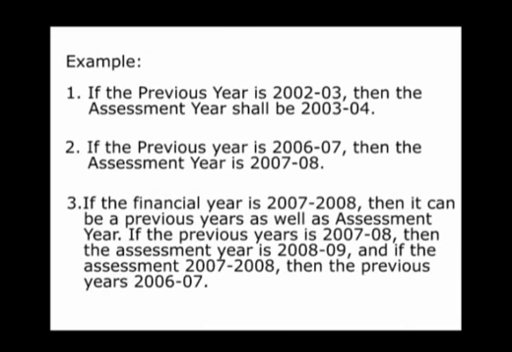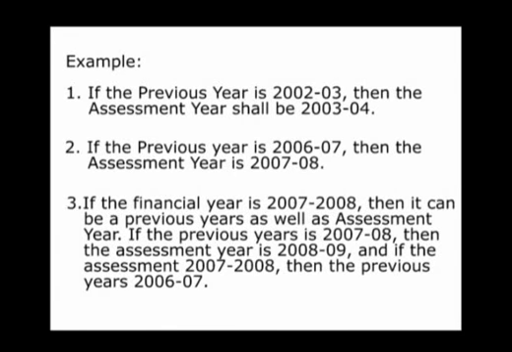Third example: if the financial year is 2007-2008, please note, here I am using the word financial year. I am not using the word assessment year or previous year. Here the financial year is 2007-2008, then it can be a previous year as well as the assessment year. This is something you should be very clear about; that particular concept should be understood by you. So in this third example, I am using the word financial year 2007-2008, which can be construed both as the previous year as well as the assessment year.